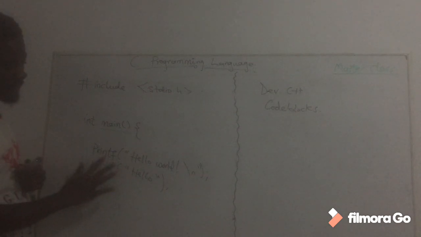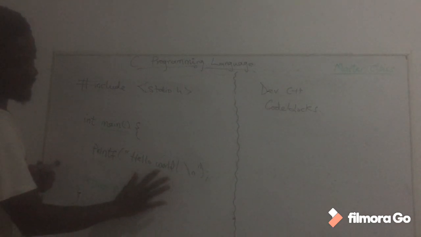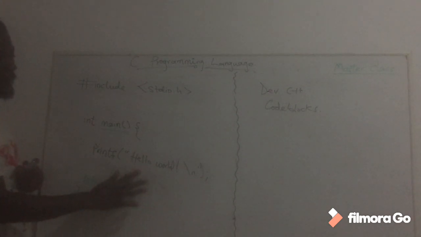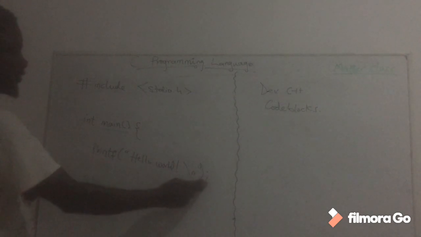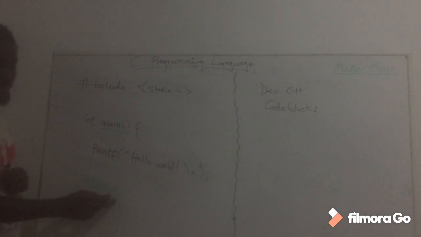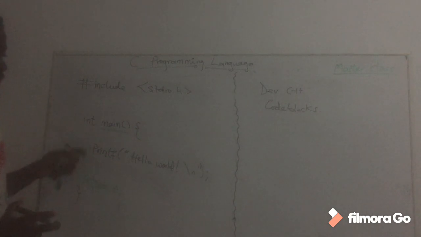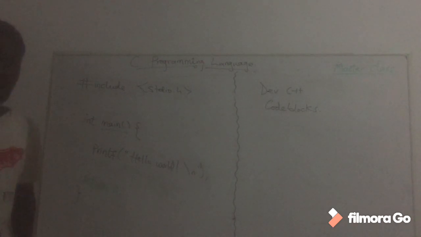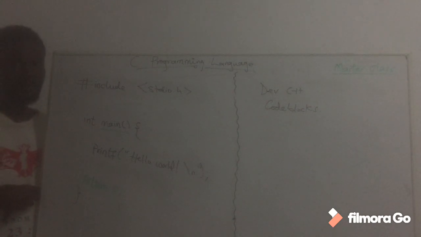Alright, now this is not part of our program. Each statement must end with a semicolon. Without the semicolon, your program will generate errors. The return 0 is used to terminate our main function and returns 0 to the calling process. Whenever your program returns 0, it means the code has run successfully. Any other number means the code generated an error.